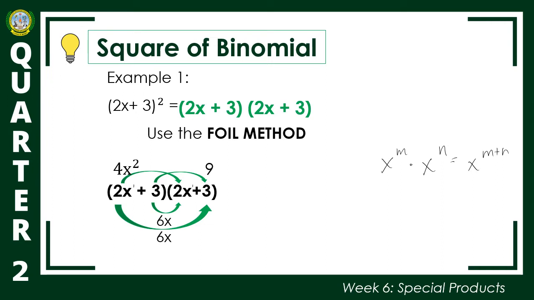Okay, now let us combine or add the terms. Since 4x squared has no like term again, we just copy it. And then, 6x plus 6x, we just combine, will become 12x. And then, just copy 9. So, as you can see, the answer we get is always a trinomial. The product of the first terms and the last terms are simply retained, and then we always combine the outer and the inner terms. Okay?